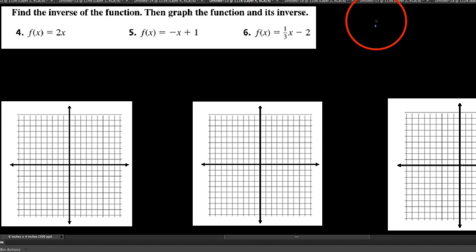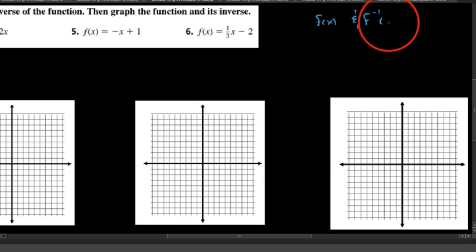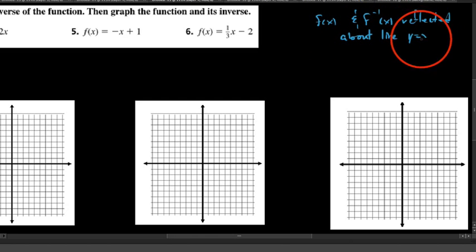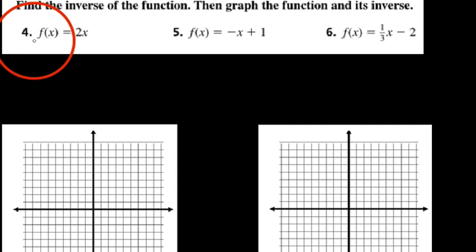We know that the graphs of f of x and f inverse of x are reflected about the line given by y equals x. And so we're going to verify this in this video. So let's go ahead and start with number 4 here.